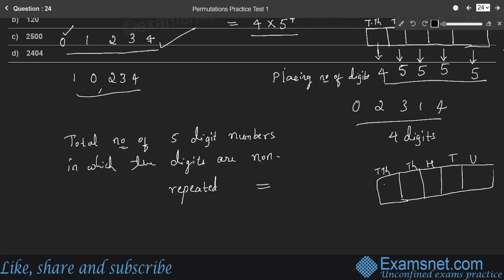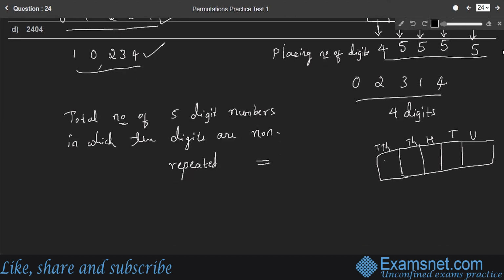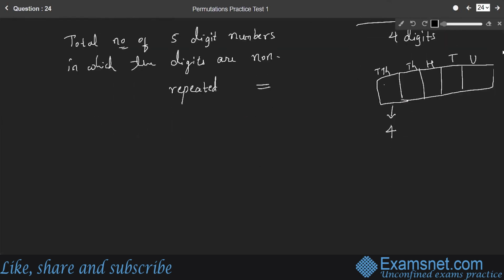So out of the 5 numbers given, how many digits can be placed in 10,000 place? Can we place 0? No, 0 cannot be placed. Therefore, 4 numbers can be placed in 10,000 place, right? The reason is 0 cannot be placed.